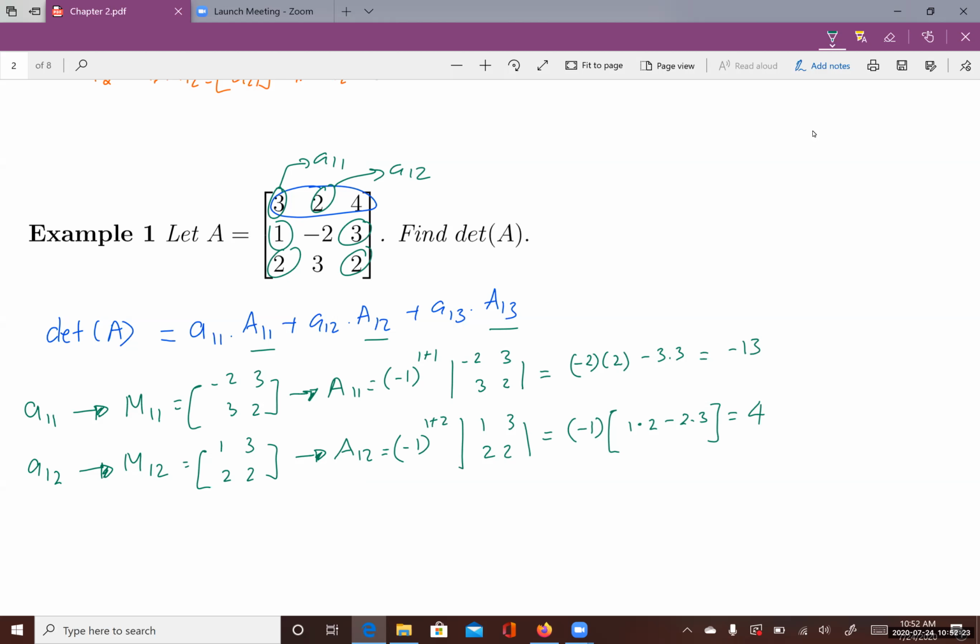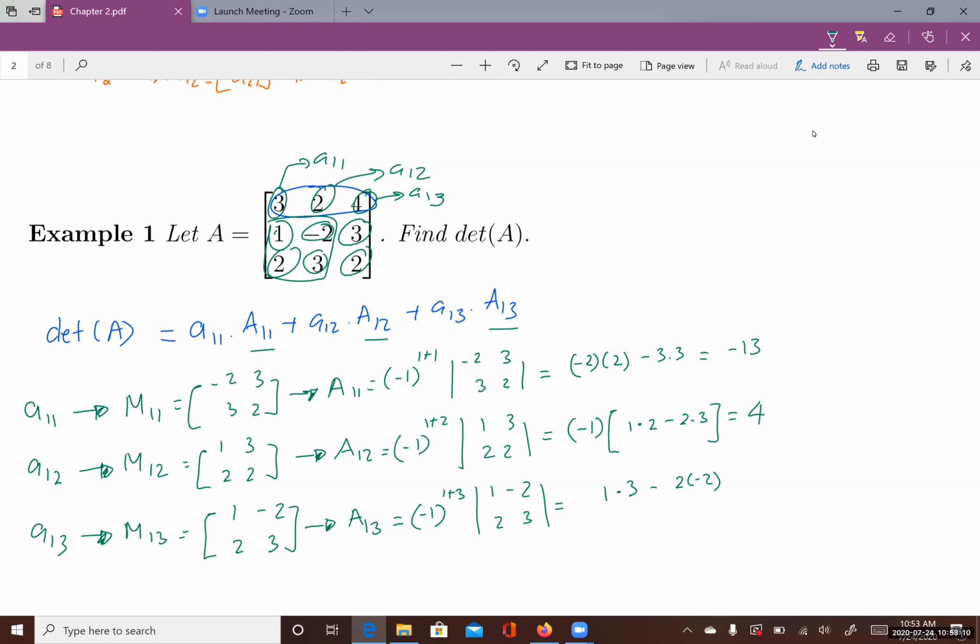The next one is A13. M13 equals the matrix you get when you delete this row and column, which is 1, -2, 2, 3. Then cofactor A13 equals (-1) to the 1 plus 3, multiplied by the determinant of 1, -2, 2, 3. (-1) to the 4th is just 1. And the determinant of this 2 by 2 matrix is 1 times 3 minus 2 times -2, which gives you 3 plus 4, 7.